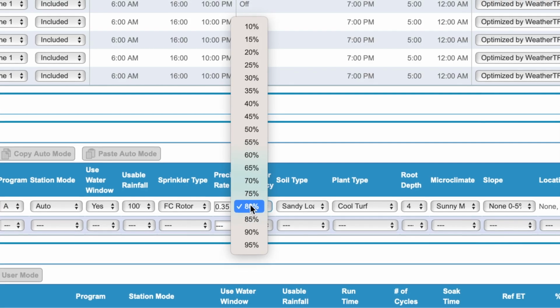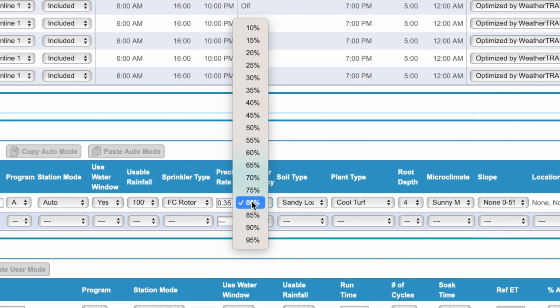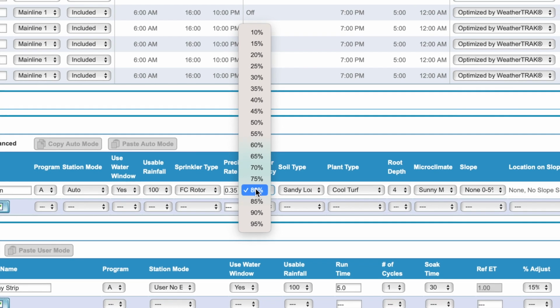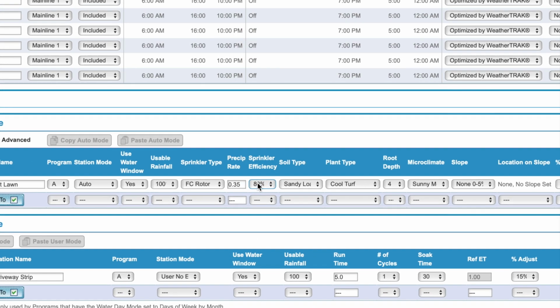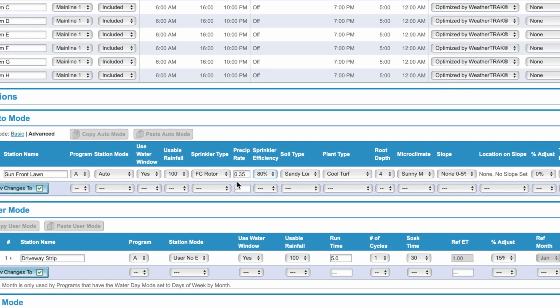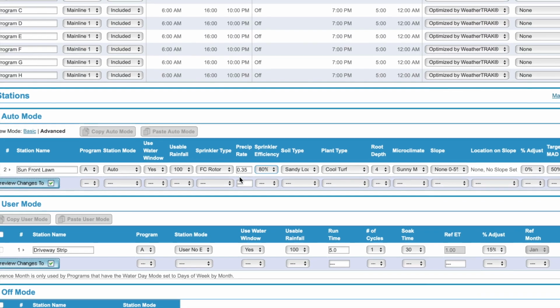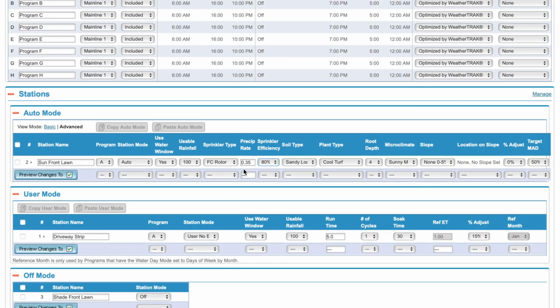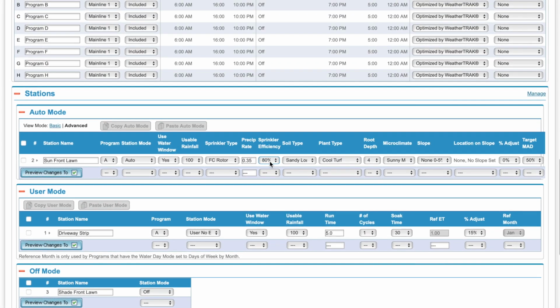However, your sprinkler efficiency is how efficient is the sprinkler, not system, but zone itself. This is information you get from a catch cup test, which I actually am a little disappointed that WeatherTRAK doesn't have a simple catch cup test set up for us to be able to do, to get these numbers, because it would make it much easier.